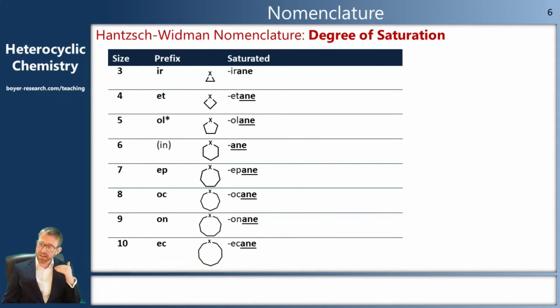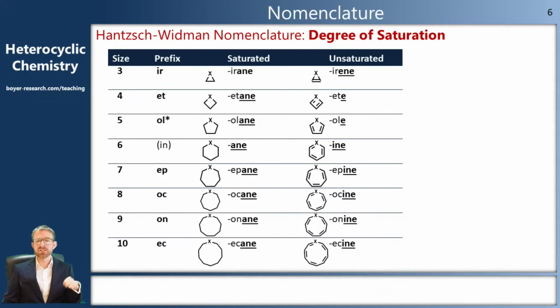Finally, to make the last part of our name, we need to figure out how many double bonds there are, how much saturation there is in the molecule. If the molecule is completely saturated, then we add the suffix ane to the end of the name, so that 3-membered rings become iranes, 4-membered rings become etanes, 5-membered rings become olanes. Now for 6, we lose the in prefix for most of our rings, so they're just anes. 7 are epanes, 8 are ocanes, and 9 are onanes.